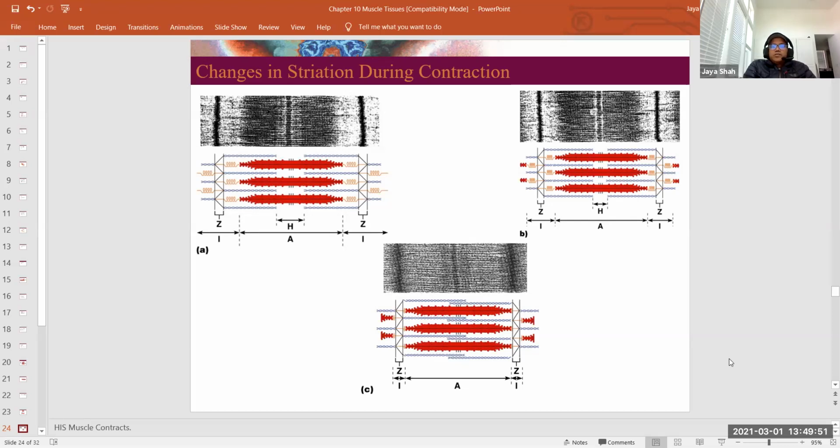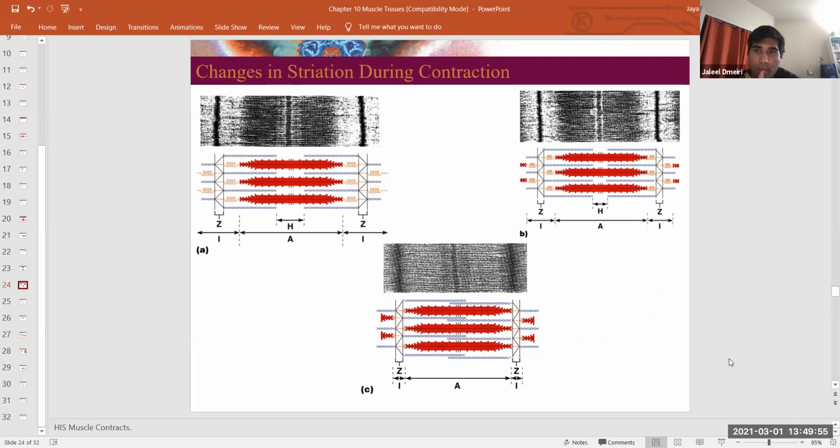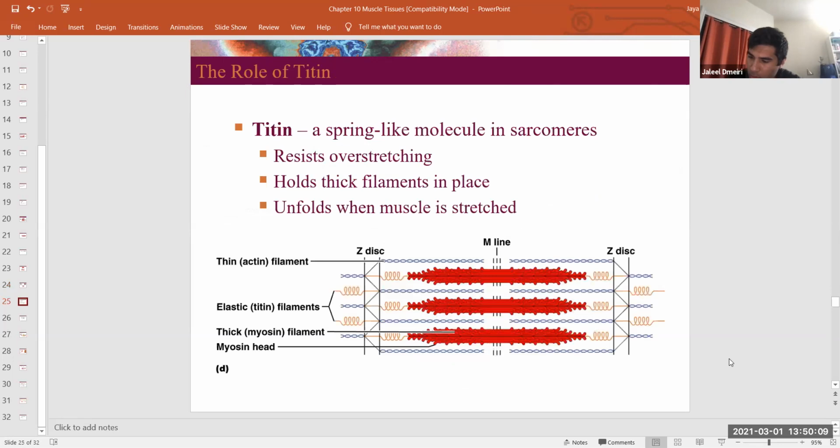So that's how muscle contracts. What does the S stand for again? In HIS, what does the S stand for again? Sarcomere. Thank you. Sarcomere is the distance between Z discs.